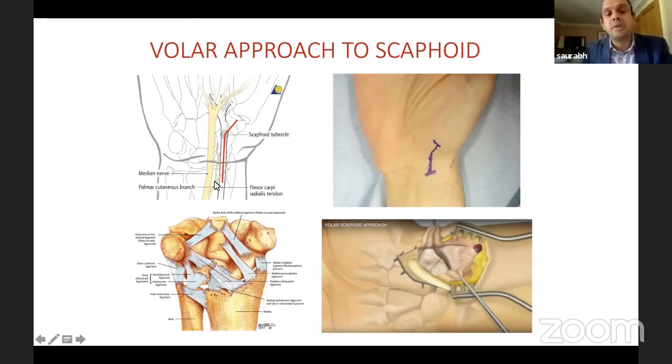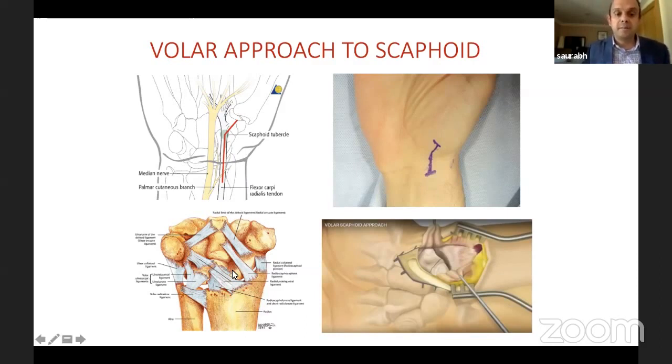And then you can see that's your median nerve, flexor carpi radialis. Again, like distal radius, you never go through the sheath, go with your incision next to it. FCR goes radially, and it'll protect your median nerve. And then if you see this picture, you've done your skin and fat, FCR is protecting the median nerve, and you're aware of your radial vessel.